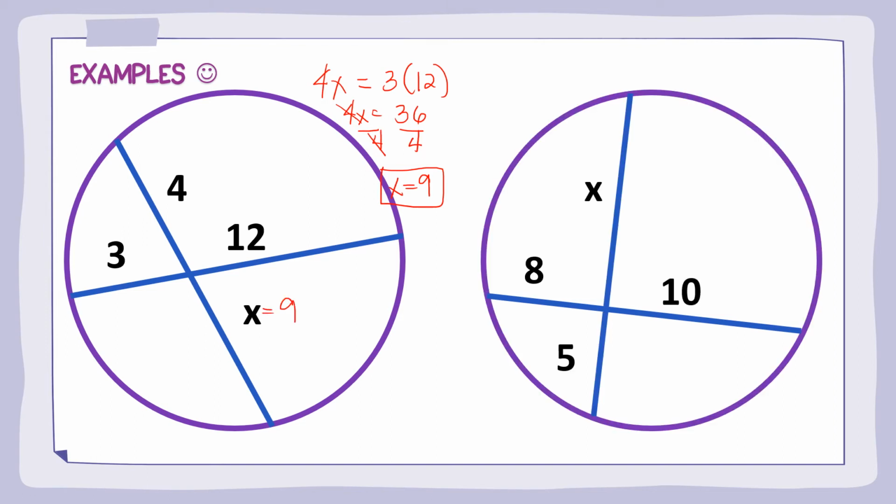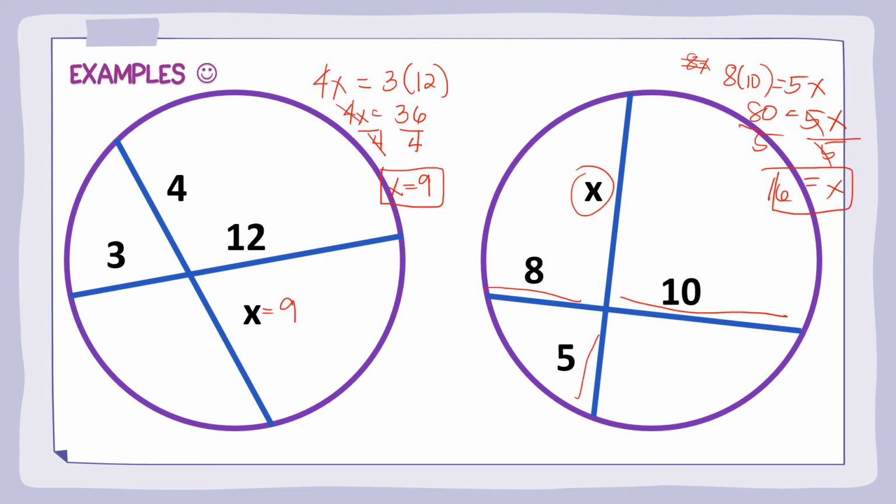Next, what is the missing measurement? We have 8 times x. Ay, sorry, hindi pala 8. 8 times 10. Ayan, ito. 8 at saka yung 10. Ay equal daw sa 5 times x. So we have 80 is equal to 5x. Dividing both sides by 5, we have 16 equals x. So the missing measurement is 16. So, yun lang yung sinasabi ni first theorem.